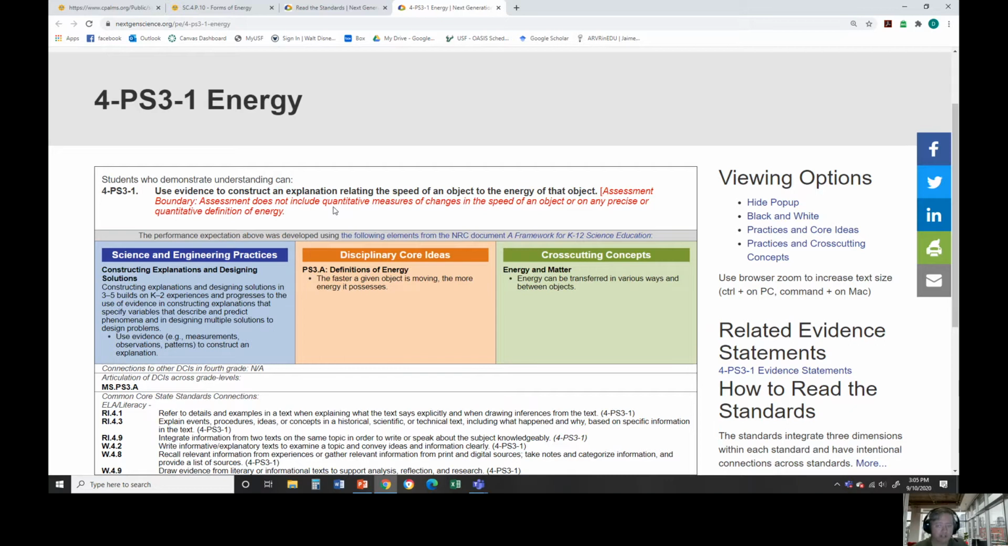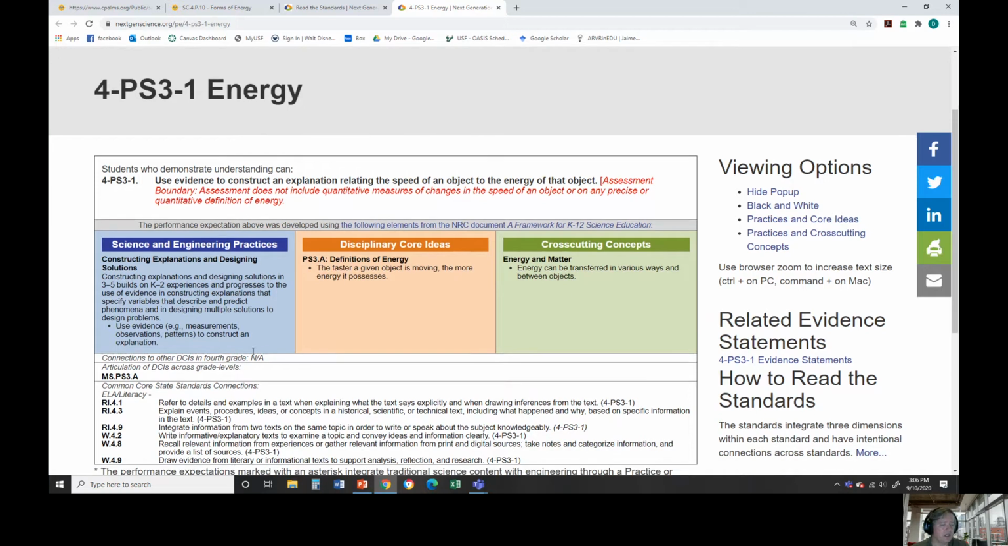Qualitatively, just tell us what's happening. So it's like, this is the limit. Don't go beyond this in 4th grade. Look, here's your practices: constructing explanations, use evidence of measurements. Disciplinary core ideas: the faster a given object is moving, the more energy it possesses. Cross-cutting concepts: energy can be transferred in various ways and between objects.